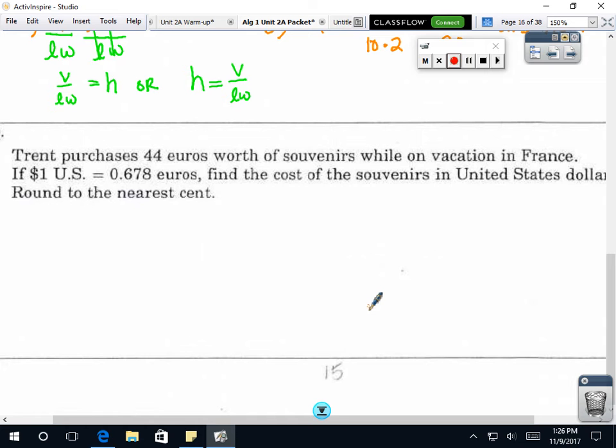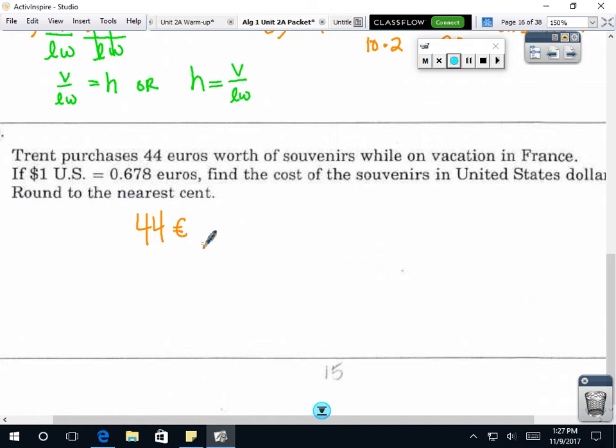Trent purchases 44 euros worth of souvenirs while on vacation in France. If 1 US dollar equals 0.678 euros, find the cost of the souvenirs in United States dollars and round it to the nearest cent. Okay, the given information is 44 euros. That's what he's purchasing when he gets to France. We want to convert this to dollars to see how much money he's really spending, because we all hear 44 euros, but we don't really understand what that means because we're not familiar with the value of a euro, right?